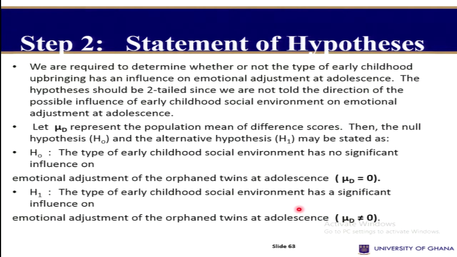So let μD represent the population mean of difference. And once we've defined this symbol, we can now state our H1 and H0. Then the null hypothesis and the alternative hypothesis may be stated as follows. H0: the type of early childhood social environment has no significant influence on the emotional adjustment of the orphaned twins at adolescence. And here is the symbolization. The population mean of difference will be equal to 0. μD will be equal to 0. And then our H1 will state that the type of early childhood social environment will have a significant influence on emotional adjustment of the orphaned twins at adolescence. So here μD will not be equal to 0. Going to have some influence, so the two will not be the same. So that is how we state the hypothesis.